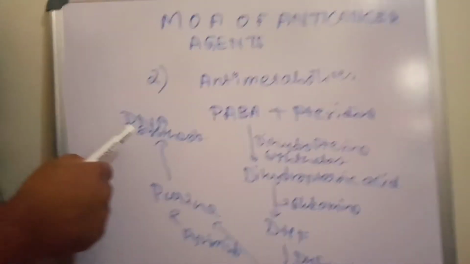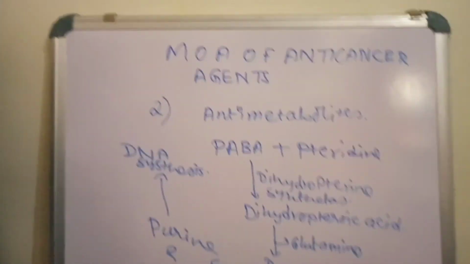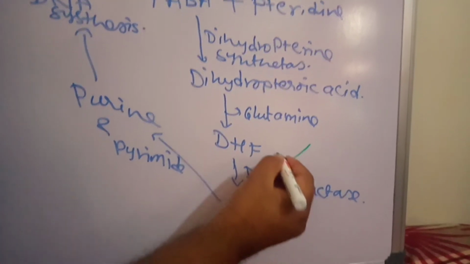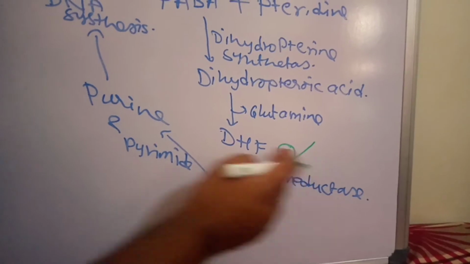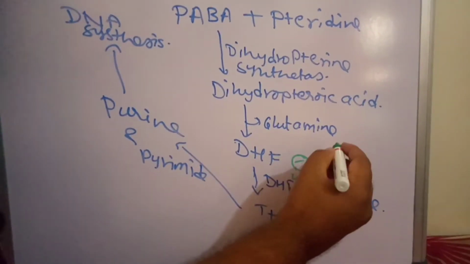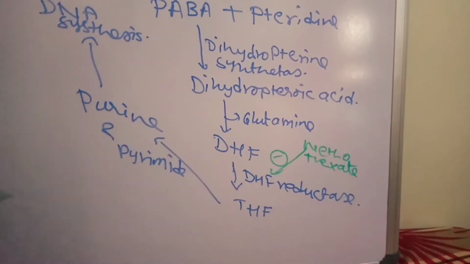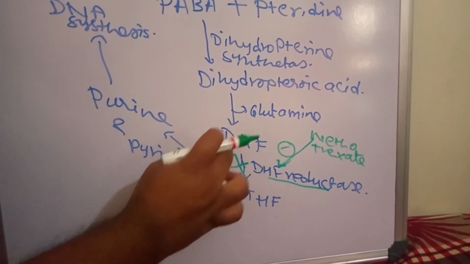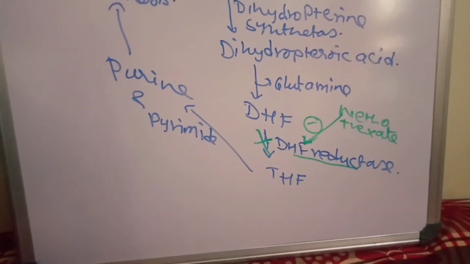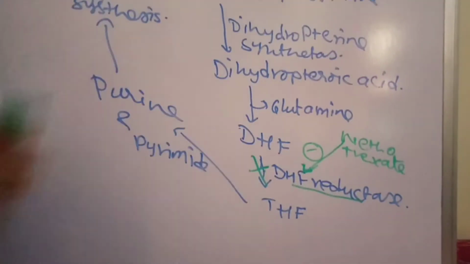Now our particular drugs, the antimetabolites like methotrexate, inhibit a very important step. Methotrexate is a folate antagonist. We call it a folate antagonist because it has structural resemblance to dihydrofolic acid. It binds to and inhibits dihydrofolate reductase. As a result, there is no conversion of dihydrofolic acid into tetrahydrofolic acid. When dihydrofolic acid is not converted into tetrahydrofolic acid, there is no DNA synthesis, no cell division, and no proliferation of cancerous cells.